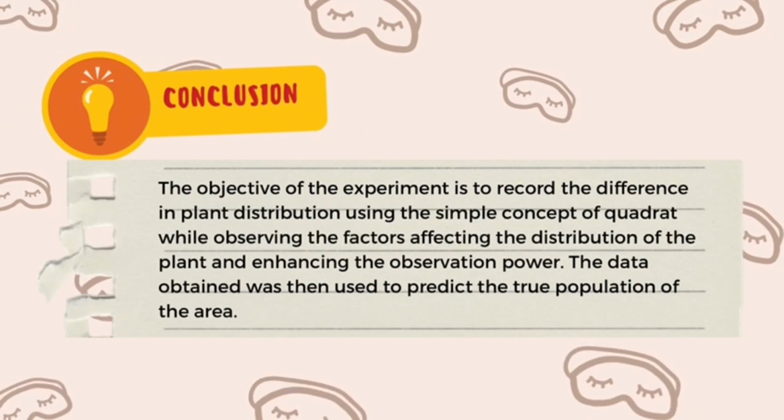In conclusion, the objective of the experiment is to record the difference in plant distribution using the simple concept of quadrant while observing the factors affecting the distribution of the plant and enhancing the observation power. The data obtained was then used to predict the true population of the area.